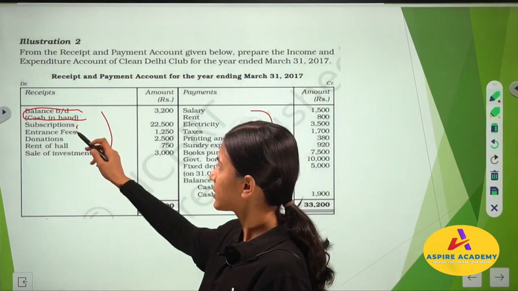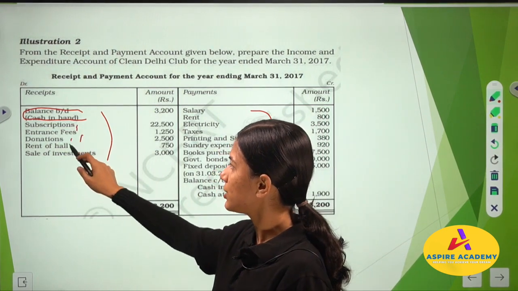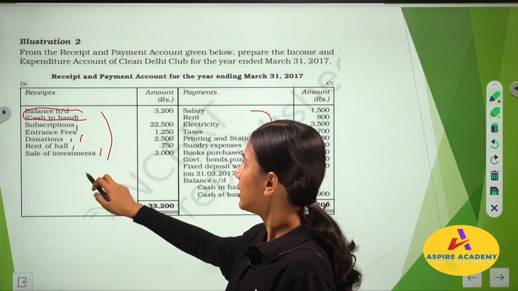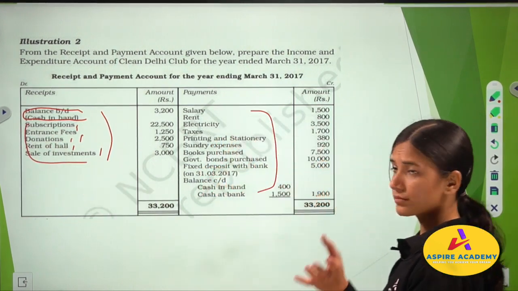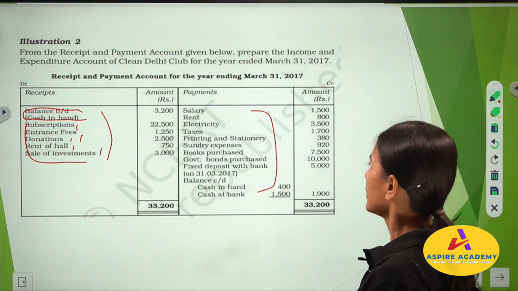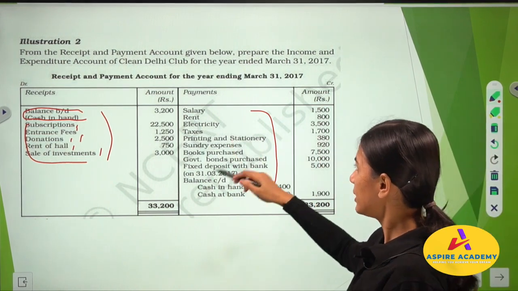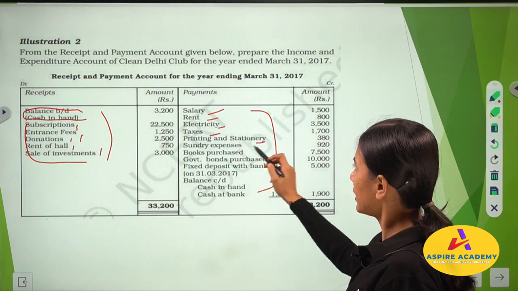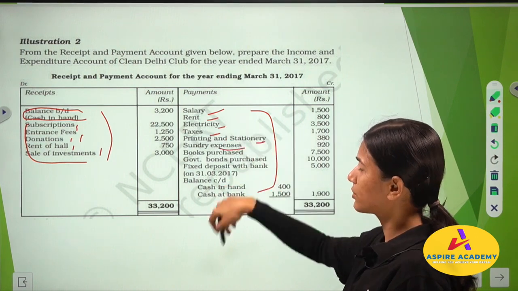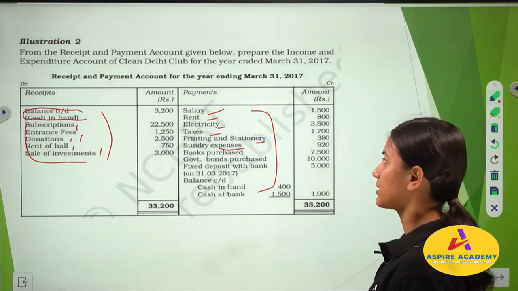Now we have subscriptions, entrance fees, donation, rent of hall, sale of investment. All these things will be shown on the income side. Now on the payment side, salary, rent, electricity, taxes, printing, and sundry expenses should be shown on the expenditure side.